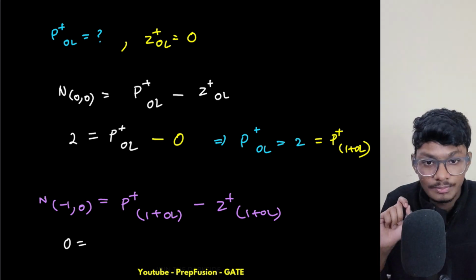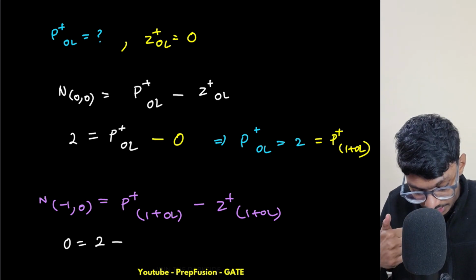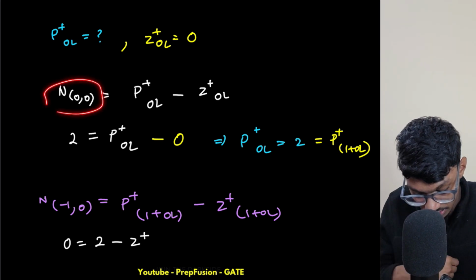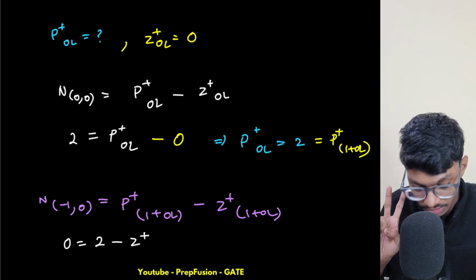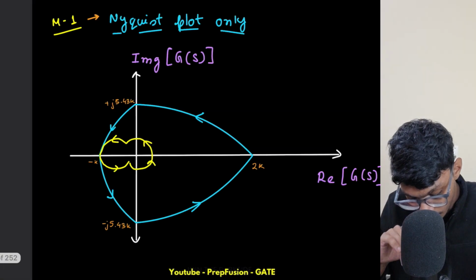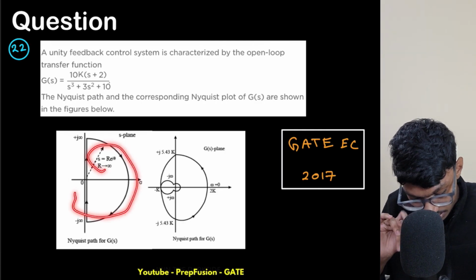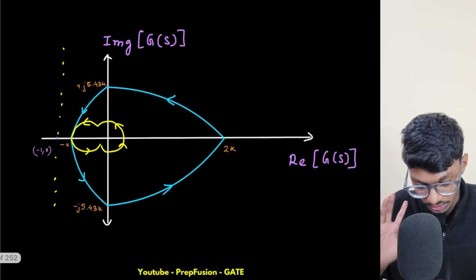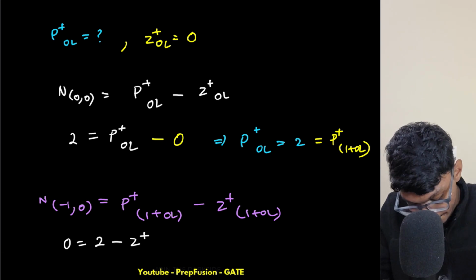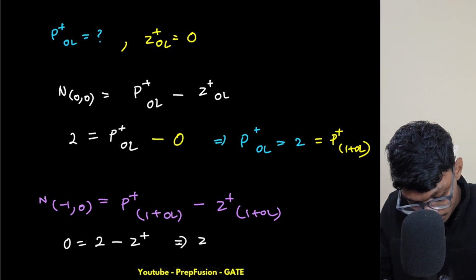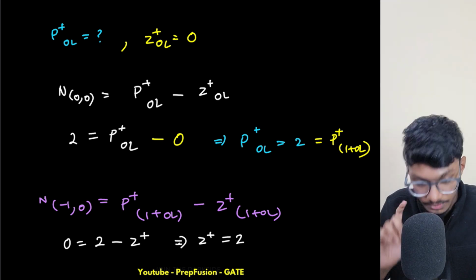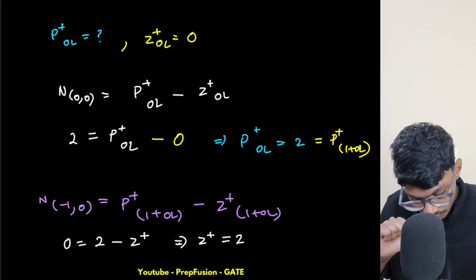Now what is P plus 1 plus OL? That I already found out, and this is minus Z plus. One more thing, obviously this is in the anti-clockwise direction, that's why I wrote it plus 2. Why? Because my contour was in the clockwise direction, hence my encirclement is in the anti-clockwise direction, and I took it as positive. This is Z plus, and Z plus equals 2. So Z plus is equal to 2 itself.